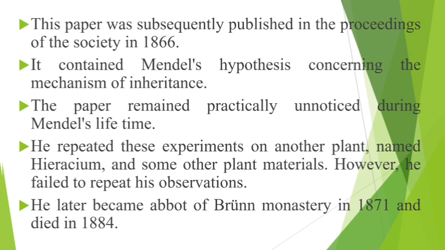This paper was subsequently published in the Proceedings of the Society in 1866. It contained Mendel's hypothesis concerning the mechanism of inheritance. The paper remained practically unnoticed during Mendel's lifetime. He repeated this experiment on another plant named Hieracium and some other plant material, however, failed to repeat his observation. He later became abbot of Brunn Monastery in 1871 and died in 1884. So this is the whole life history of Gregor Johann Mendel.